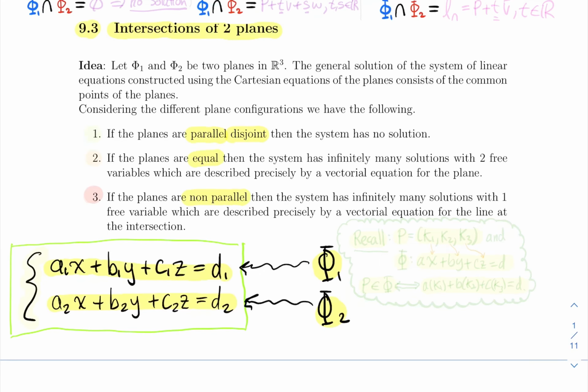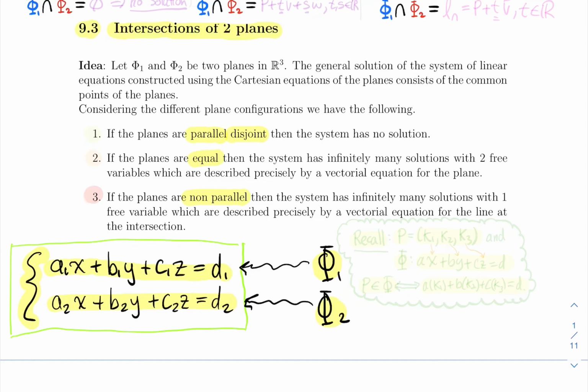And we've seen this already in Unit 1, but now what we want to do is see the connection between the three possible configurations between two planes and the type of solution that you get if you're creating this system of linear equations where both equations are those plane equations coming from phi1 and phi2.